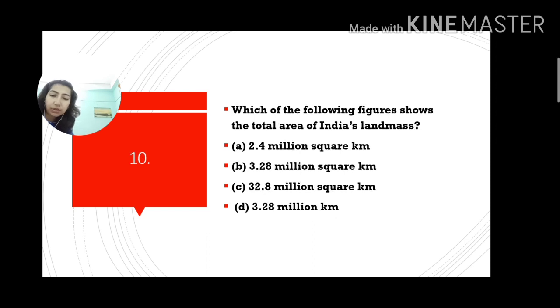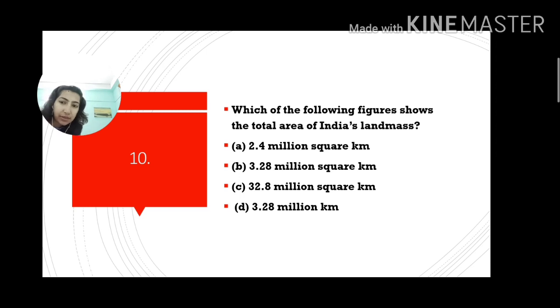So here we come to the last question. Which of the following figures shows the total area of India's land mass? We studied this at the very start, the first part of the chapter, India's size and location. So what is the area of India, in simple words? Is it option A, 2.4 million square kilometers? India is a huge country, see. Is it 3.28 million square kilometers, or 32.8 million square kilometers, or 3.28 million kilometers?